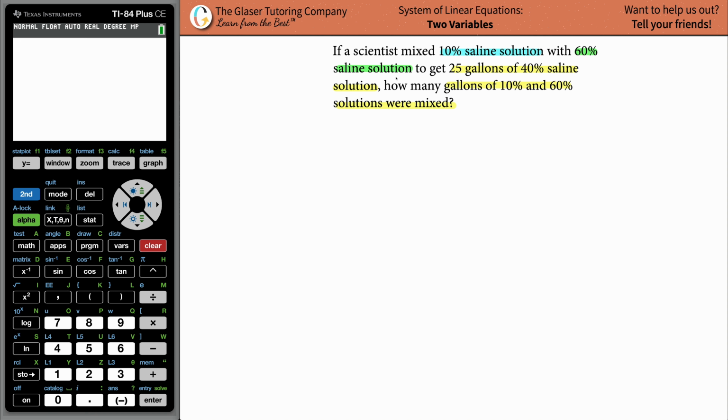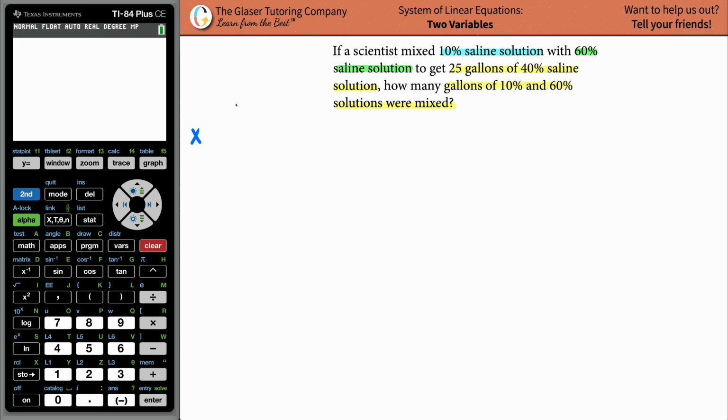Now, in this case, they're asking for how many gallons of those solutions. We have two different solutions. We have 10% and we have 60%. So we want to find out how many gallons were in the 10% solution and then how many gallons were in the 60% solution. I don't know how much of each I had. So that's why we're going to label them as variables.